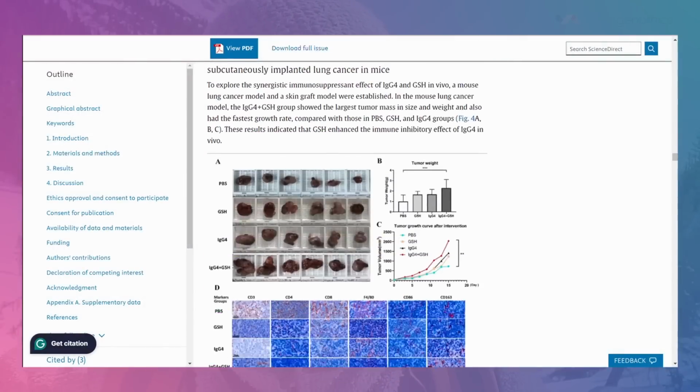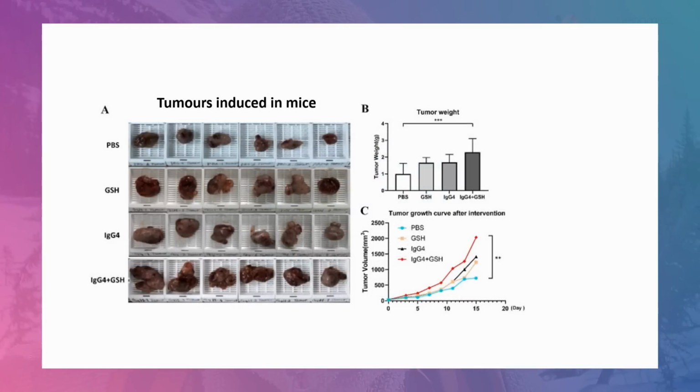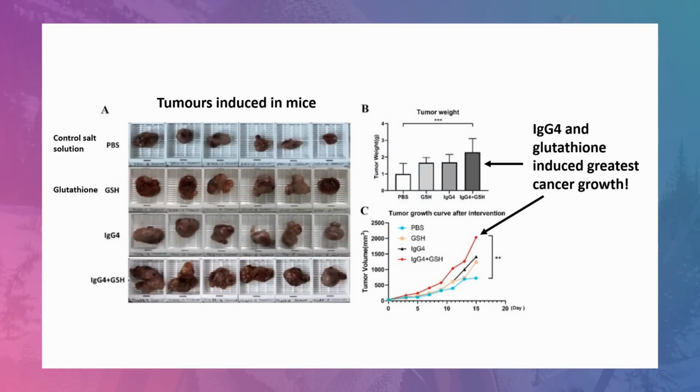So then they moved on to another experiment, and now they took lung cancer cell lines, and once again, they transplanted them in mice under the skin, so close to the surface, so they were able to measure the actual growth of tumors. And they co-injected the cancer cell lines with either solution, so this was like nothing, or IgG4 by itself, or glutathione by itself, or IgG4 and glutathione together.